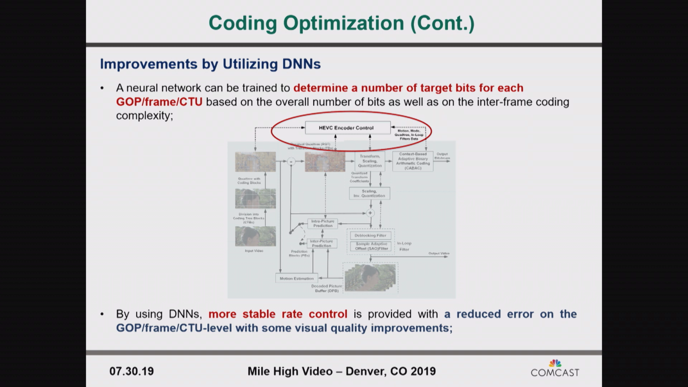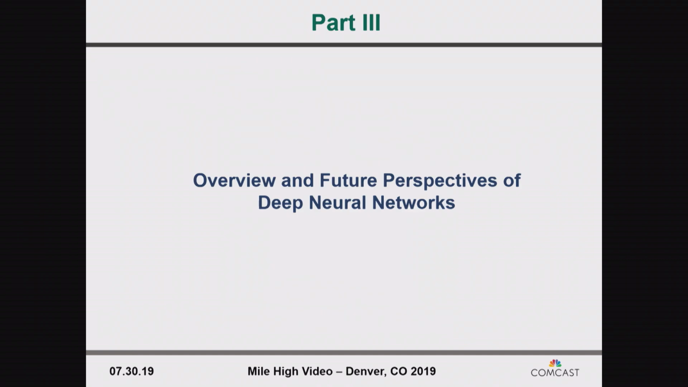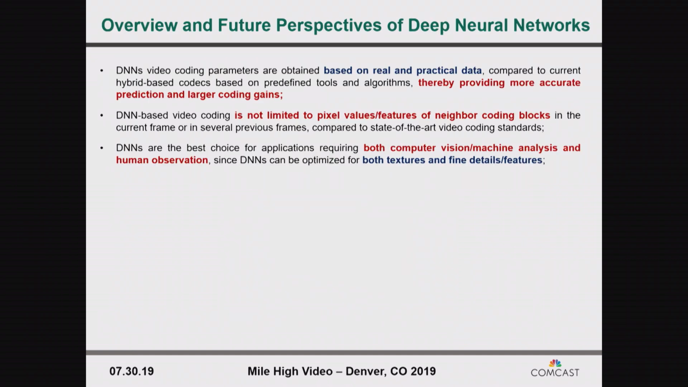So we have actually overviewed all the different techniques, and let's summarize. With DNNs, video coding parameters are obtained based on real and practical data. And again, this is a huge benefit. We don't have formulas here, we don't have algorithms, we have real data. The more data we have, the better the prediction is. We are not limited to some particular pixels, features, etc. We can use everything that we want.